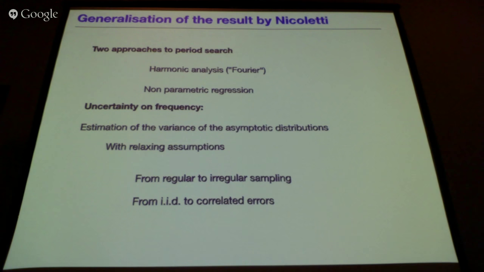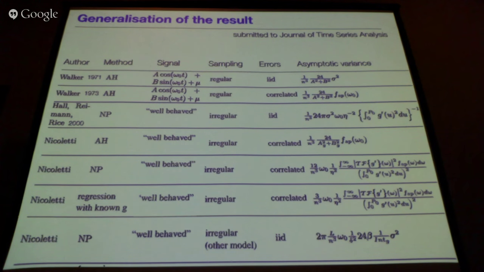There is a generalization by Nicoletti, who was a PhD student of Morgenthaler, and he used two approaches: harmonic analysis, a Fourier approach, and non-parametric regression. For the uncertainty on frequency, there were estimations of the variance of the asymptotic distributions, relaxing several of the assumptions: from regular sampling to irregular sampling, or from IID to correlated noise. This is a summary. I won't go through the formula. It is submitted to the Journal of Time Series Analysis, so that's a reminder of the previous formula. When the non-parametric or the harmonic analysis are made, you have some corrections.